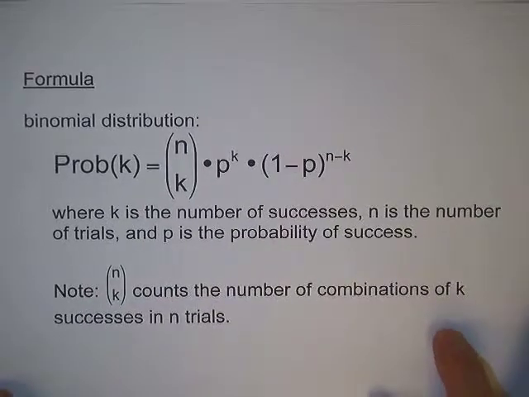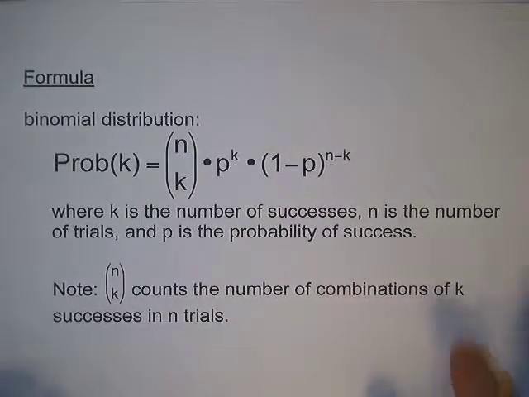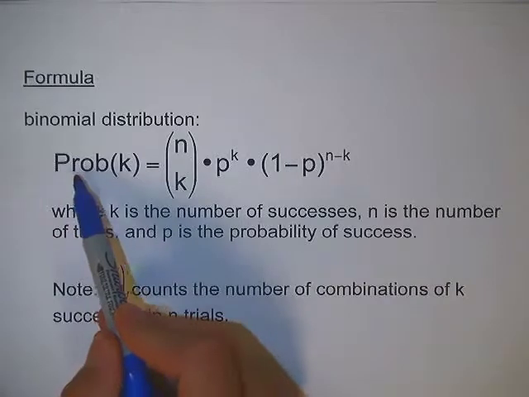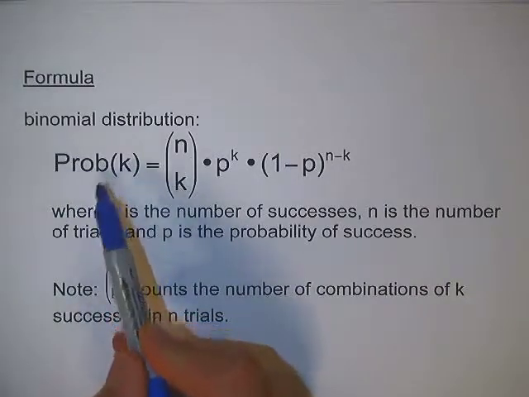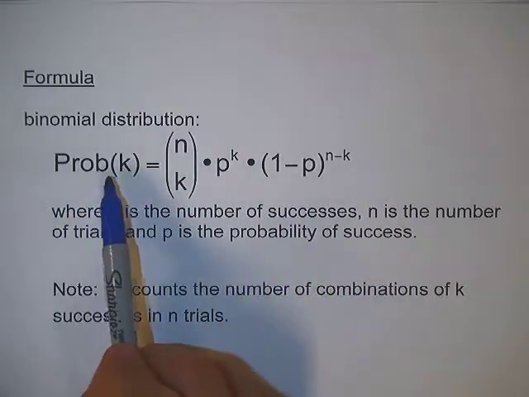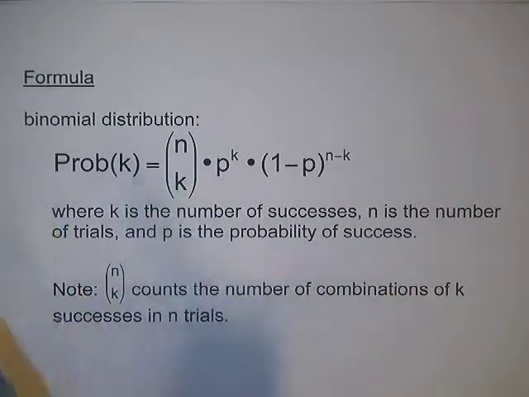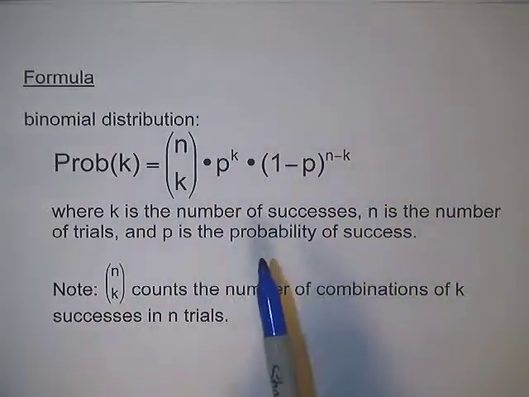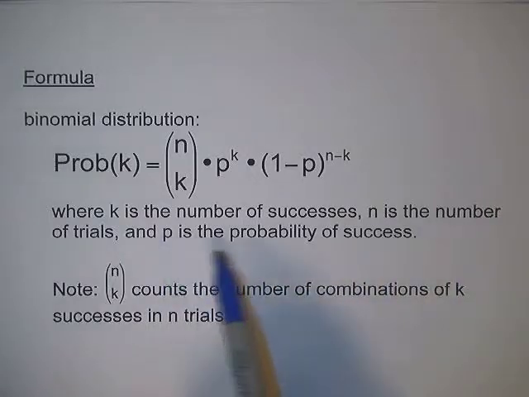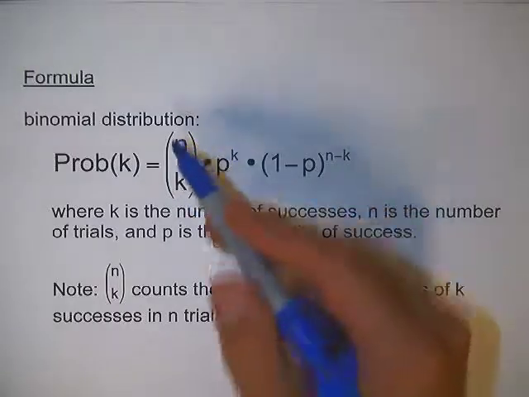The binomial distribution can be represented with a formula. Instead of just using capital P, I'm going to use PROB for the probability, and what k represents is the number of successes. So if we're looking for the probability of a certain number of successes, we can calculate that probability using this formula. k is the number of successes, n is the number of trials, and p is the probability of success.